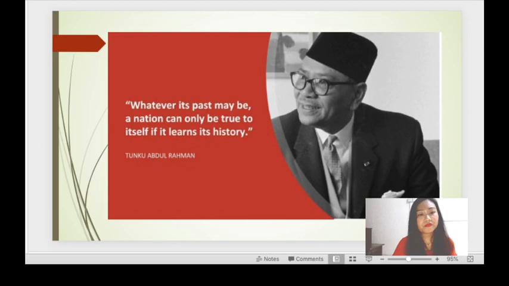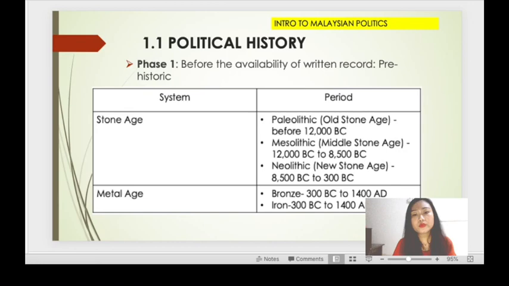Alright, this is the first phase. Okay, what is phase 1? Phase 1 is before the availability of written record. It is also called the prehistoric period. It involves the Stone Age system. Okay, you can see here the period for Paleolithic, also called the Old Stone Age, is before 12,000 BC. The Mesolithic, also called Middle Stone Age, is 12,000 BC to 8,500 BC. And also Neolithic, called New Stone Age, is 8,500 BC to 300 BC.